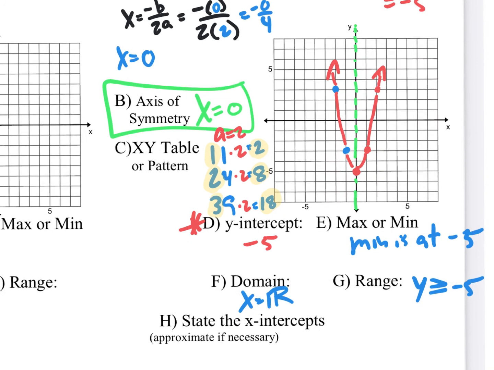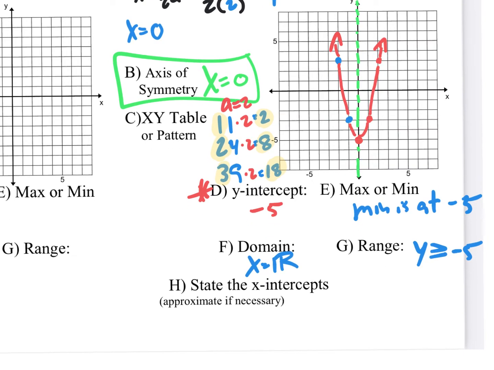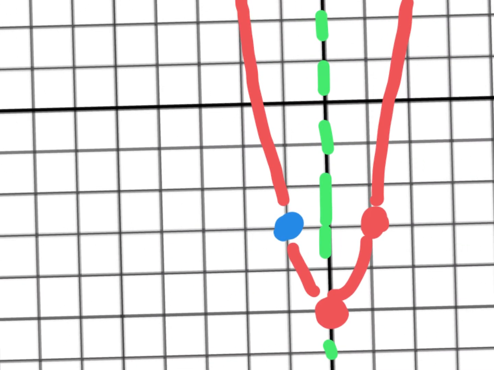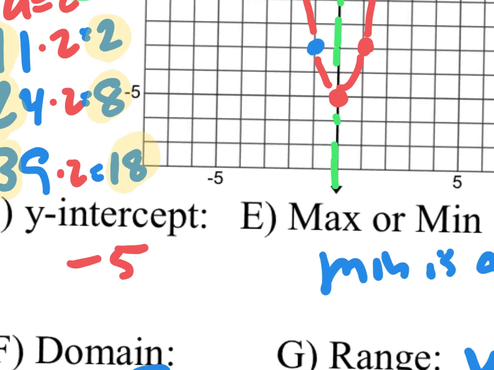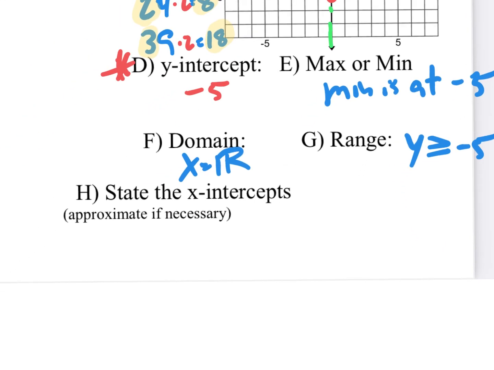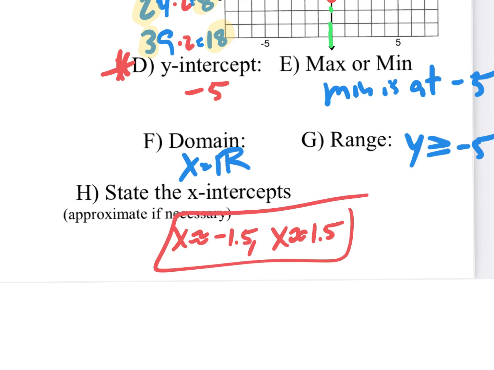Okay, and how about those x-intercepts? This is an ugly one because it did not cross at nice x values. So this time, we're going to allow you to approximate, right? So here's 0, negative 1. You could say negative 1.5 or negative 1.6, and also 1 and maybe 1.6 or 1.5. It's up to you. They're just approximations. So we're going to put the approximation symbol: x is approximately negative 1.5, and x is also approximately 1.5. So those are your x-intercepts.